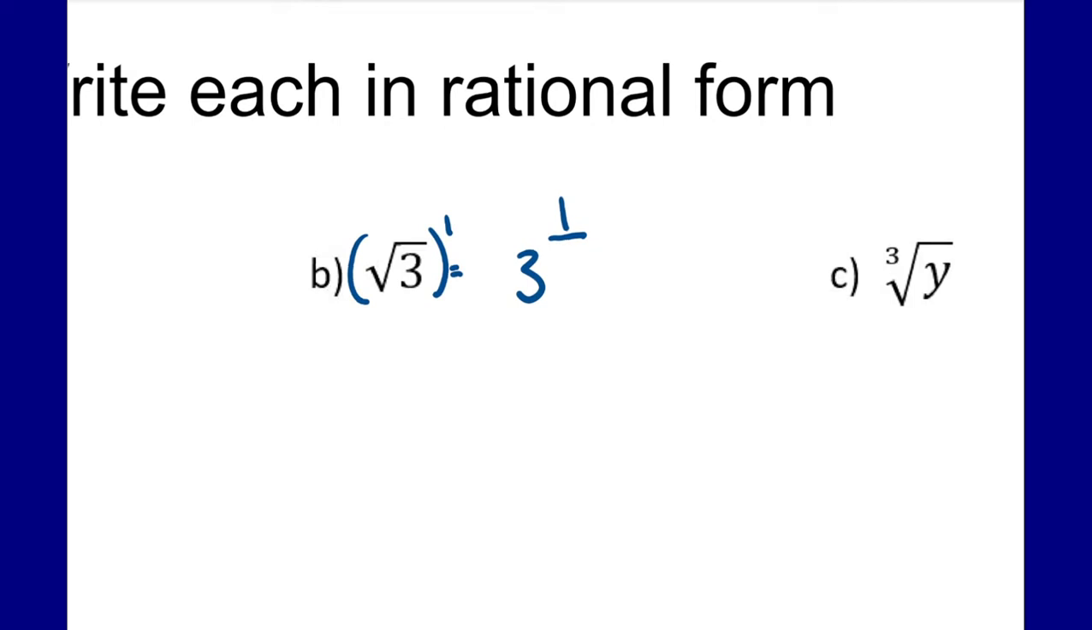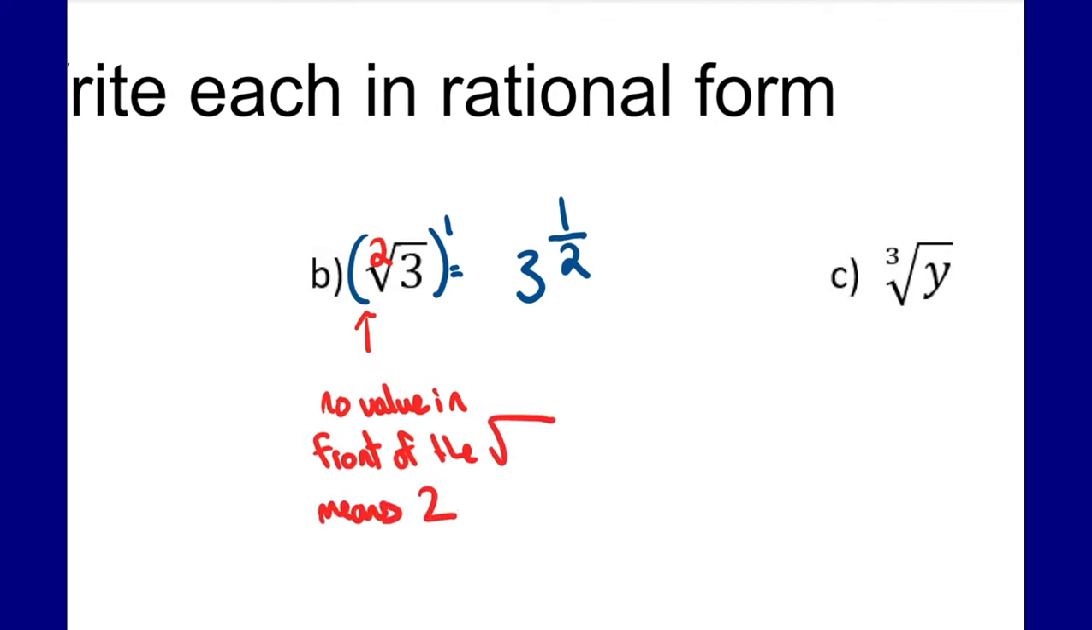So in this case, if we do not see anything in front of our root, we assume that it is a 2. So no value in front of the root means 2. So if we don't have a value in front of that root symbol, it means that it's a 2. It's a square root. So in this case then, the square root of 3 can be written in the rational form as 3 to the power of 1/2.